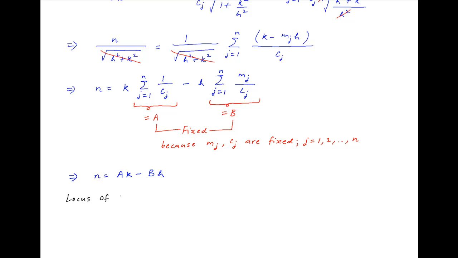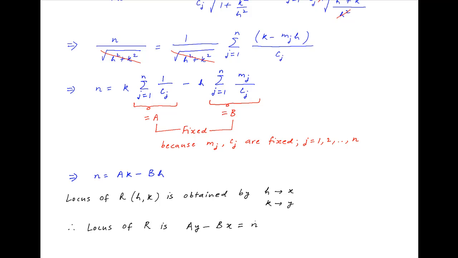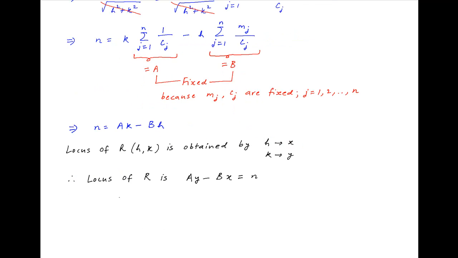Now the locus of the point R with coordinates hk can be obtained by replacing h with x and k with y in the above equation. Therefore, the required locus of R is ay minus bx is equal to n, which is a straight line. And this is the required result.